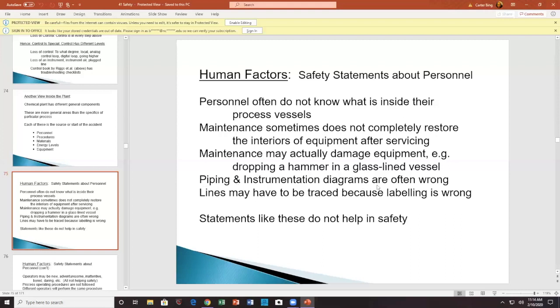Piping and instrumentation diagrams are often wrong. Lines may have to be traced because labeling is wrong. You need to understand exactly what you have. And statements like these do not help in safety.